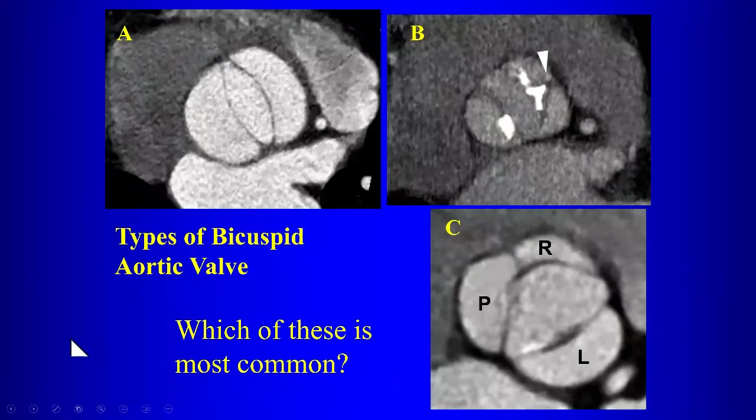All right, so for you guys over here, these are three different types of bicuspid aortic valve. So who's taking the boards this year? Right over there. Okay, good.